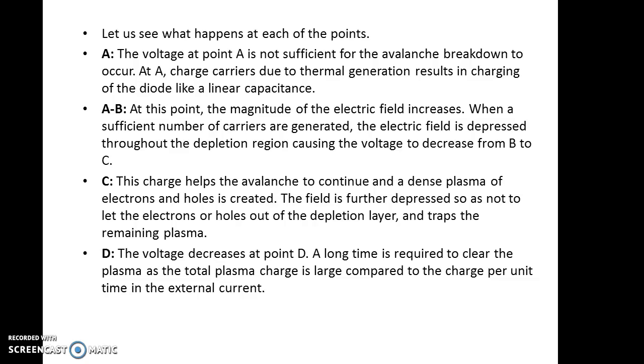At point C, the charge helps the avalanche to continue, and a dense plasma of electrons and holes is created. The field is further depressed so as not to let the electrons or holes out of the depletion layer, and it traps the remaining plasma. The voltage decreases at point D. A long time is required to clear the plasma, as the total plasma charge is large compared to the charge per unit time in the external current.